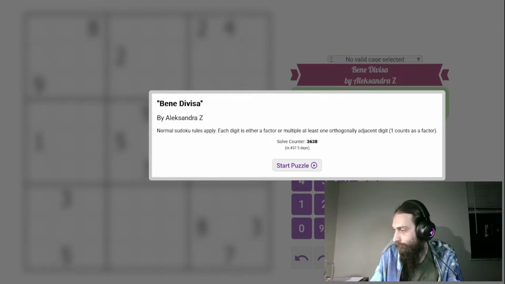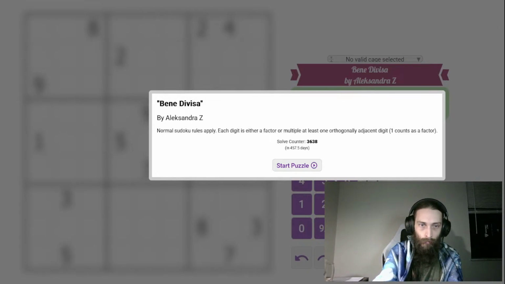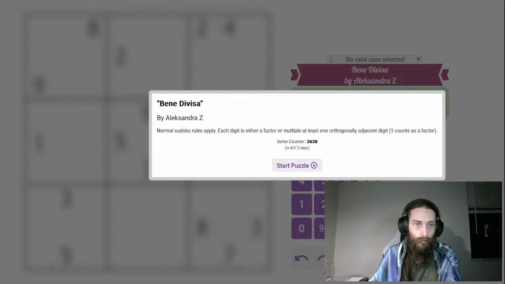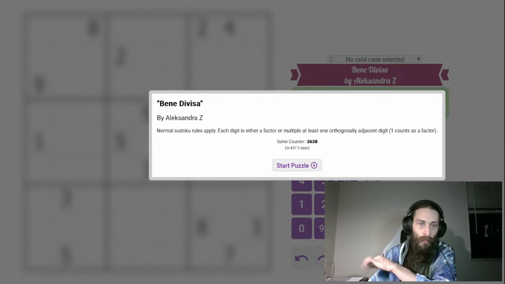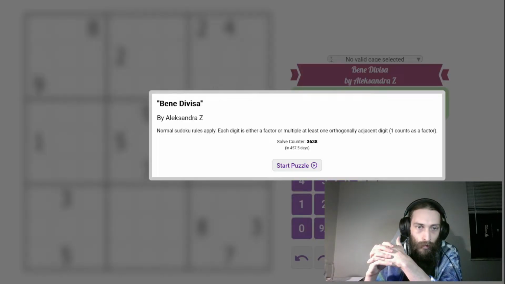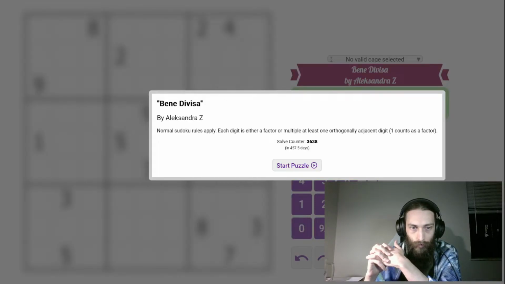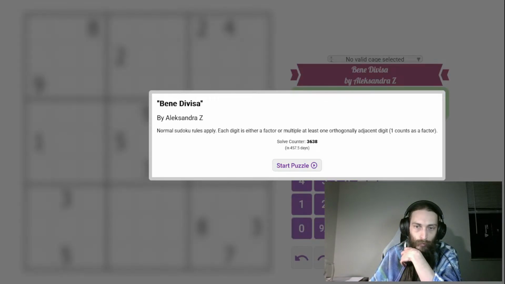for today. And that is going to be Bene Divisa. Hopefully I said that somewhere close to correct. Bene Divisa by Alexandra Z. Normal Sudoku rules apply. Each digit is either a factor or multiple of at least one orthogonally adjacent digit, and 1 counts as a factor.